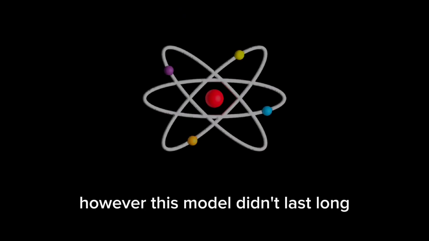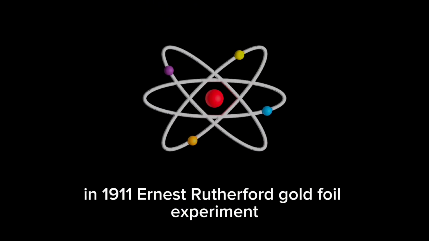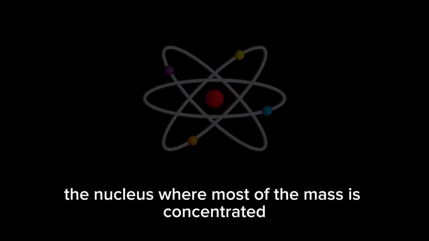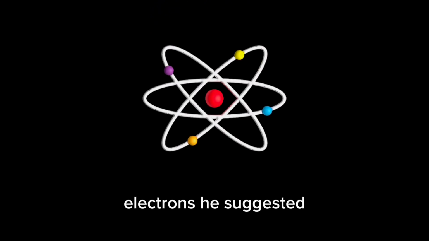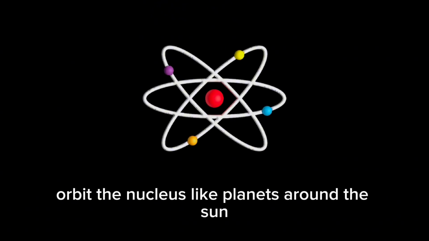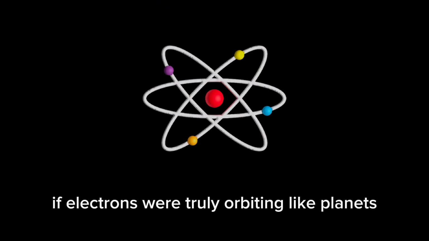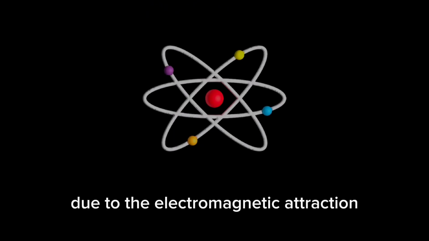However, this model didn't last long. In 1911, Ernest Rutherford's gold foil experiment showed that atoms are mostly empty space, with a dense, positively charged center, the nucleus, where most of the mass is concentrated. Electrons, he suggested, orbited the nucleus like planets around the sun. But even this had problems. If electrons were truly orbiting like planets, they should spiral into the nucleus due to the electromagnetic attraction.